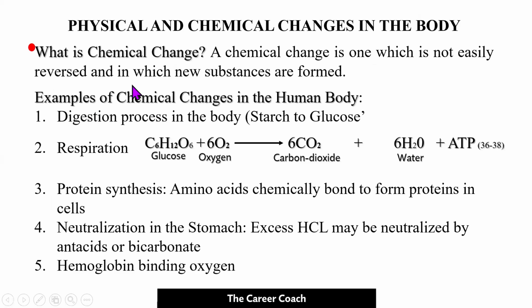What is a chemical change? This is also a possible examination question. A chemical change is one which is not easily reversed and in which new substances are formed. Examples of chemical change in our body are as follows.